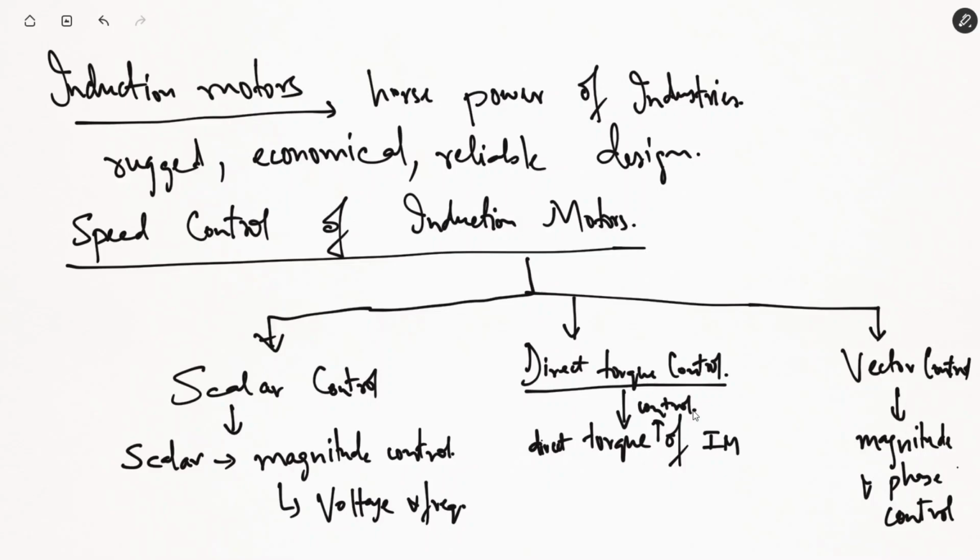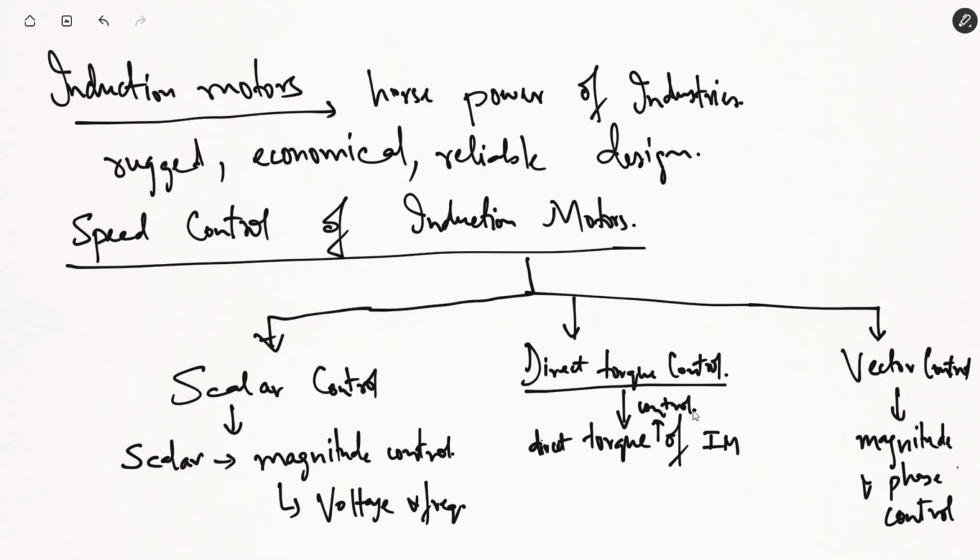So we have three strategies. One is the scalar control method. In the scalar control method, we are only dealing with the magnitude variation of voltage and frequencies, and accordingly we are able to control the speed of the induction motor. In a vector control strategy, we are dealing with magnitude and phase, and accordingly we'll be able to control the speed, torque, and flux of the induction motor.